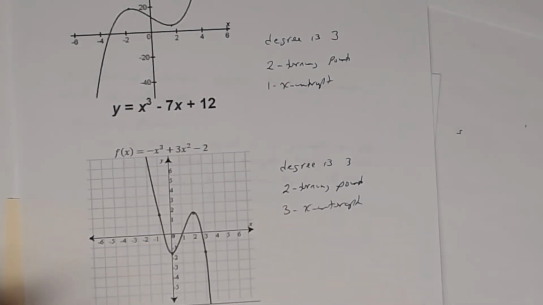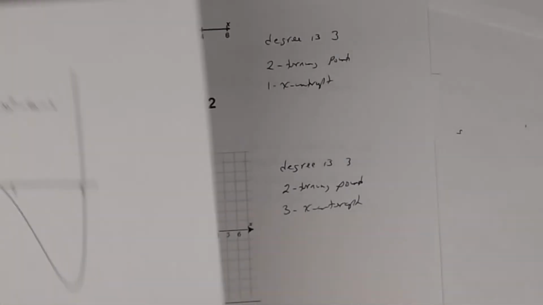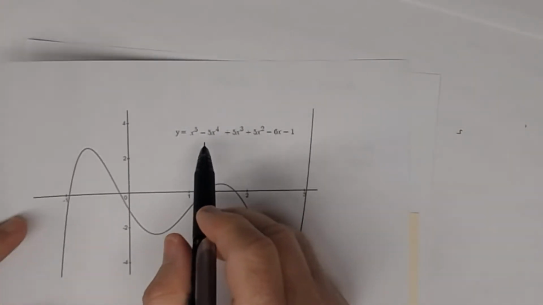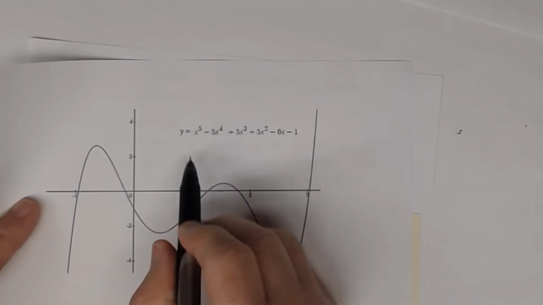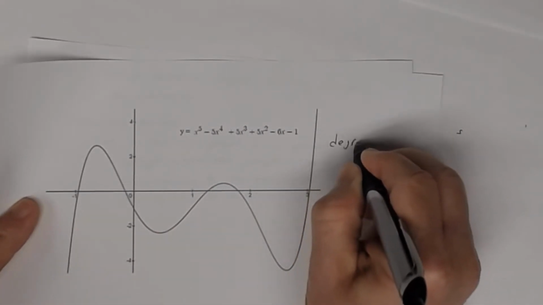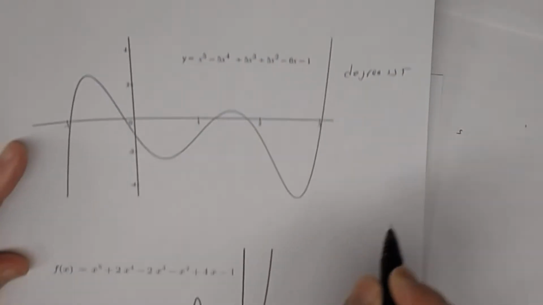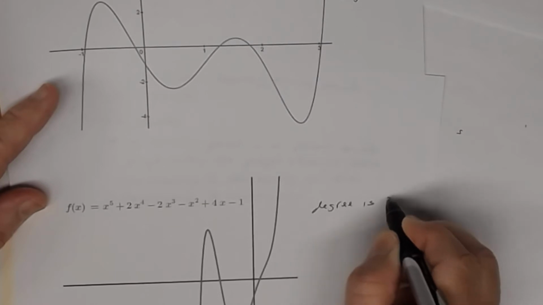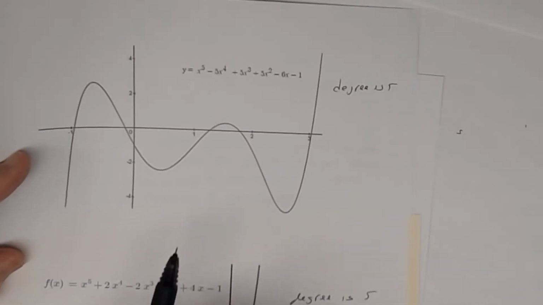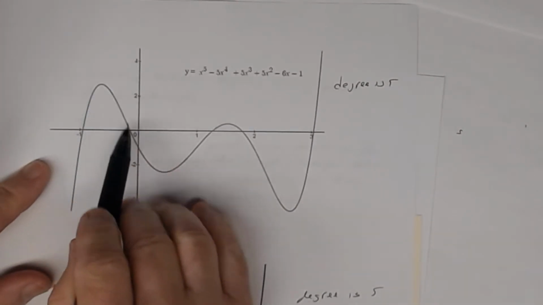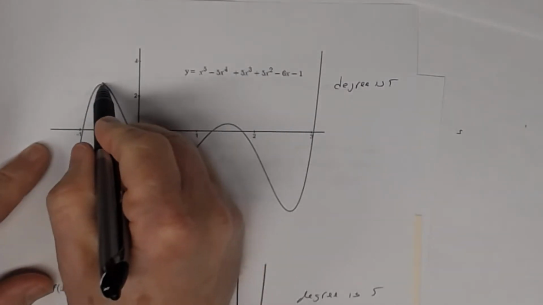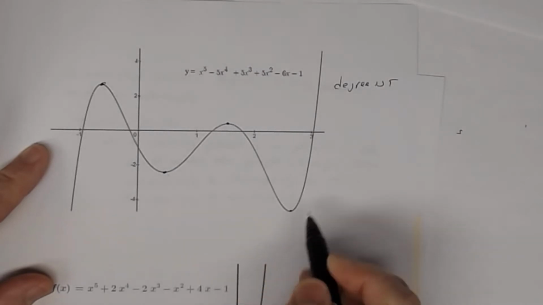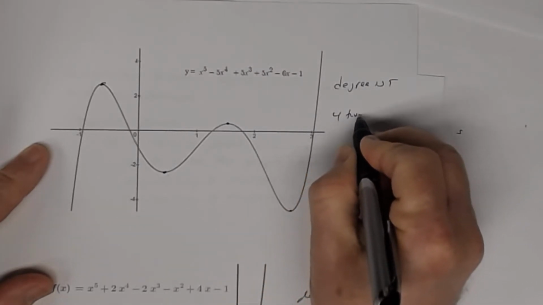All right, now let's look at this. I'm getting to a point here, so just bear with me and keep on going with me. Here, the degree is 5. And this degree is 5 as well. So in both cases, the degree is 5. Okay? All right, now look at the number of turning points. 1, 2. There's a turning point. There's a turning point. There's a turning point. That's 4 turning points.